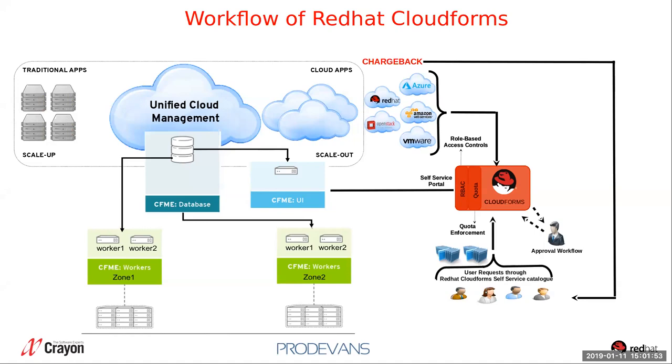Here you can see there are two worker nodes, and it has a database. For the database, CloudForms uses PostgreSQL. Here you can manage OpenStack, Red Hat Virtualization, Azure, AWS, and VMware. CloudForms also has a chargeback facility. Using chargeback, you can see the utilization, how many resources the user has utilized.